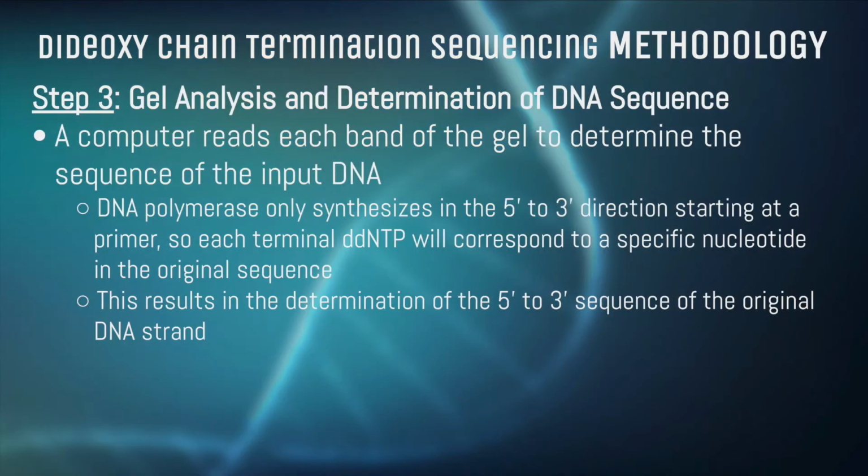The third and final step of dideoxy sequencing is gel analysis and determination of DNA sequence. In this step, a computer reads each band of oligonucleotides in the gel to determine the sequence of the input DNA. The bands are analyzed with the knowledge that DNA polymerase only synthesizes in the 5' to 3' direction starting at a given primer, so each terminal ddNTP will correspond to a specific nucleotide in the original sequence. This results in the determination of the 5' to 3' sequence of the original DNA strand.